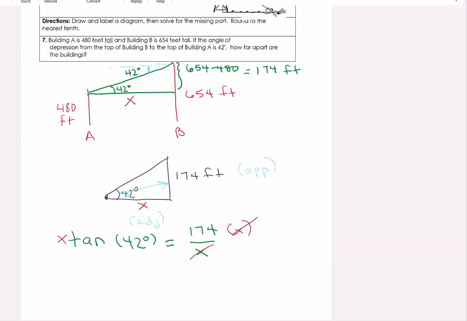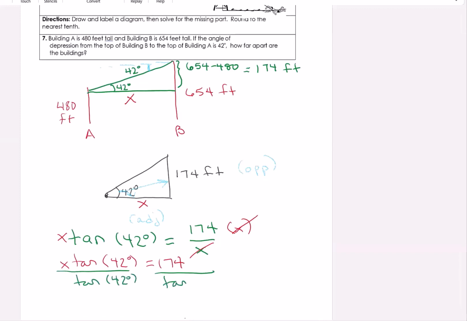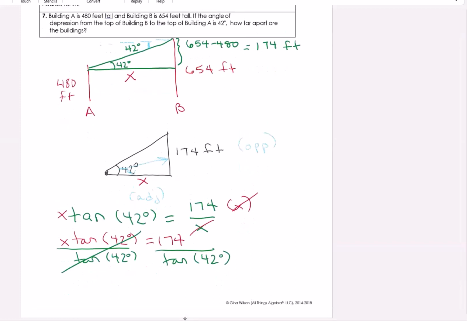Cancel, cancel. I have x tan of 42 degrees equals 174. I divide both sides by tangent of 42 degrees because what I want to do is get x by itself. I want to know what x equals. The tangents cancel on this side. I end up with x equals 174 divided by the tangent of 42 degrees.